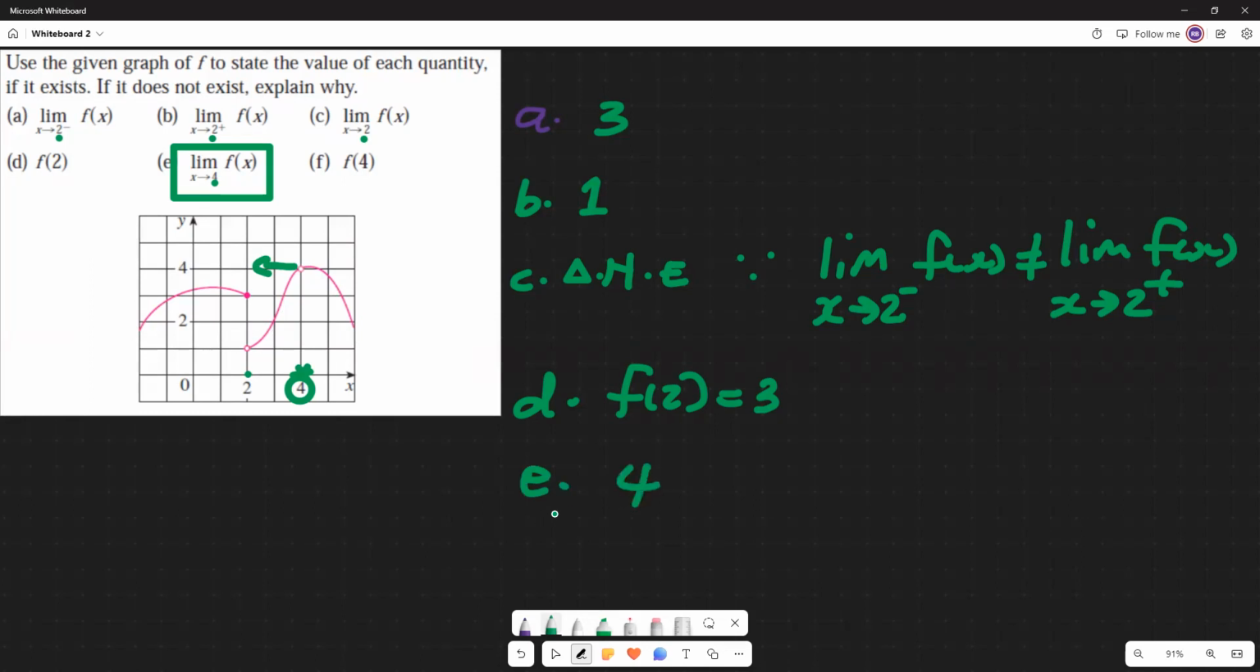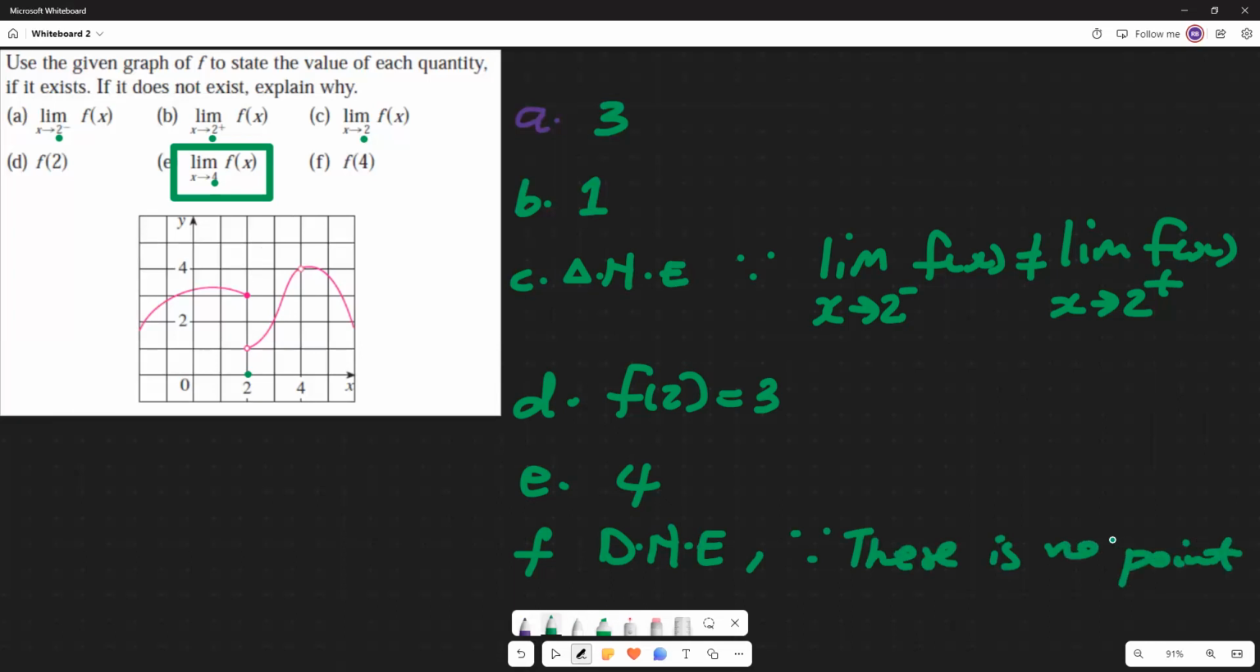Right, now what is f at 4? Do we have f at 4? Let's see. F at 4 doesn't exist. Do you see it? Because there's nothing that is solid. Here is not included because there's an open space and there's nothing here. So we're going to say f at 4 does not exist. Your reason is because there is no point. And that is finito with this video, ladies and gentlemen.